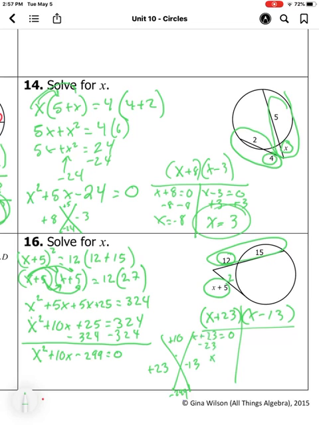Minus 23, x equals negative 23. That's not going to be it. X minus 13 equals 0. Plus 13, plus 13. X equals 13.